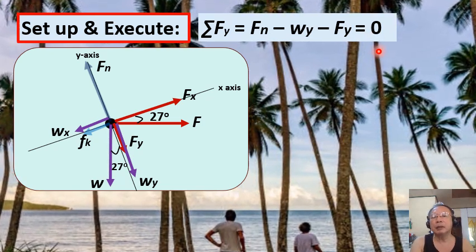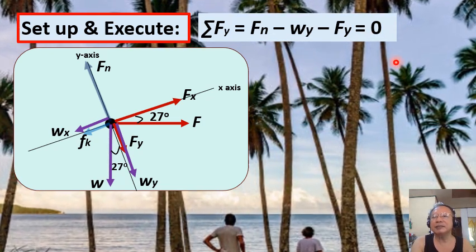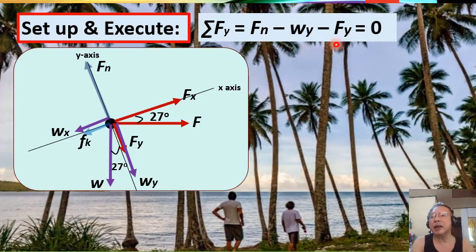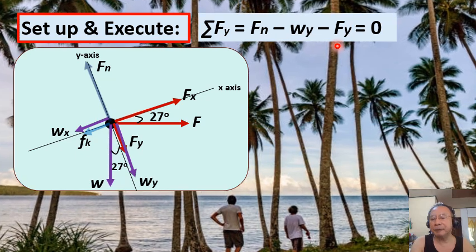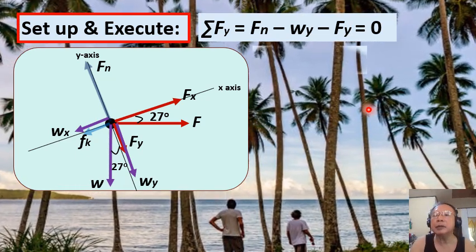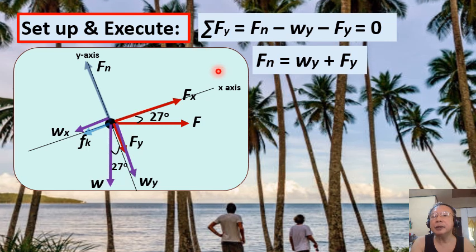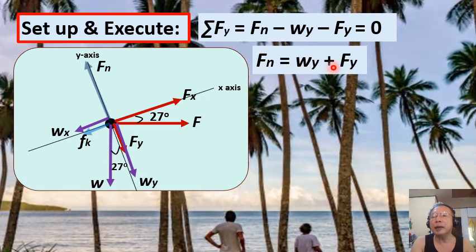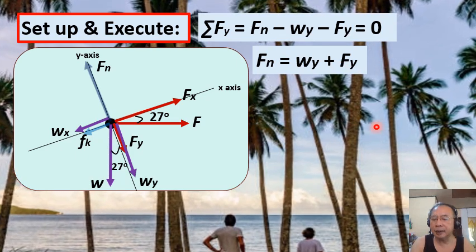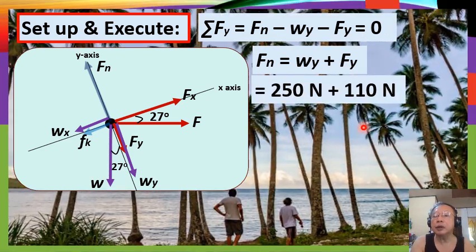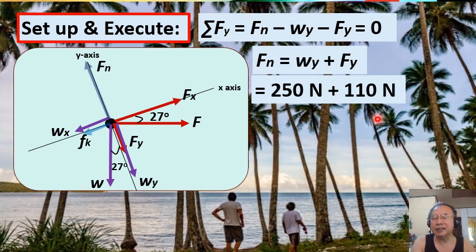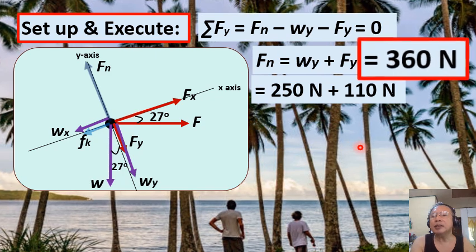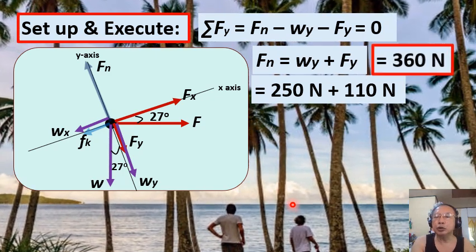That means the box is vertically at rest. From this equation, we can isolate the normal force Fn and come up with the working formula to find it. It's just equal to the sum of W sub y and F sub y. That is 250 newtons plus 110 newtons. So the normal force has a magnitude of 360 newtons.